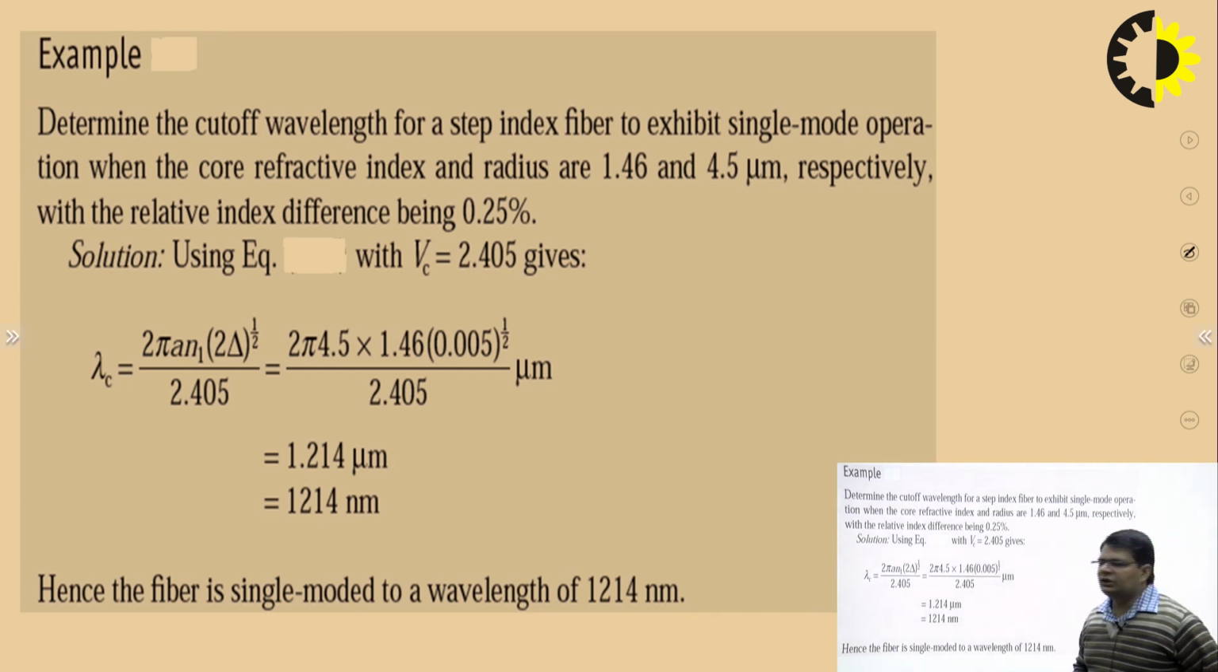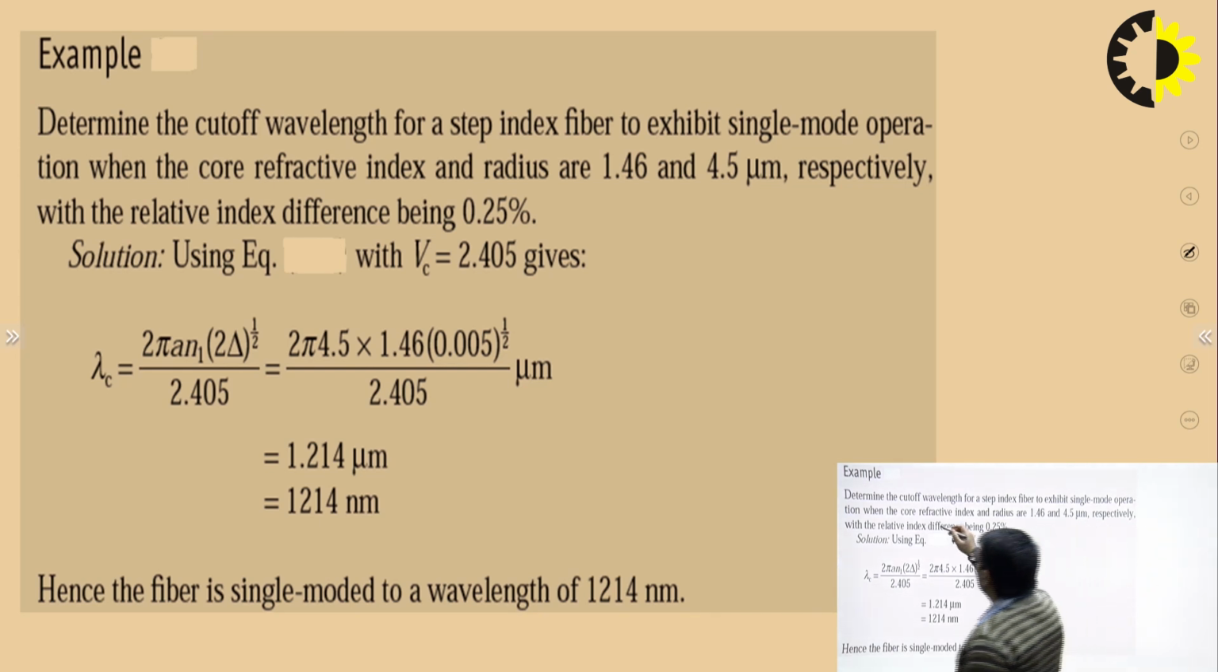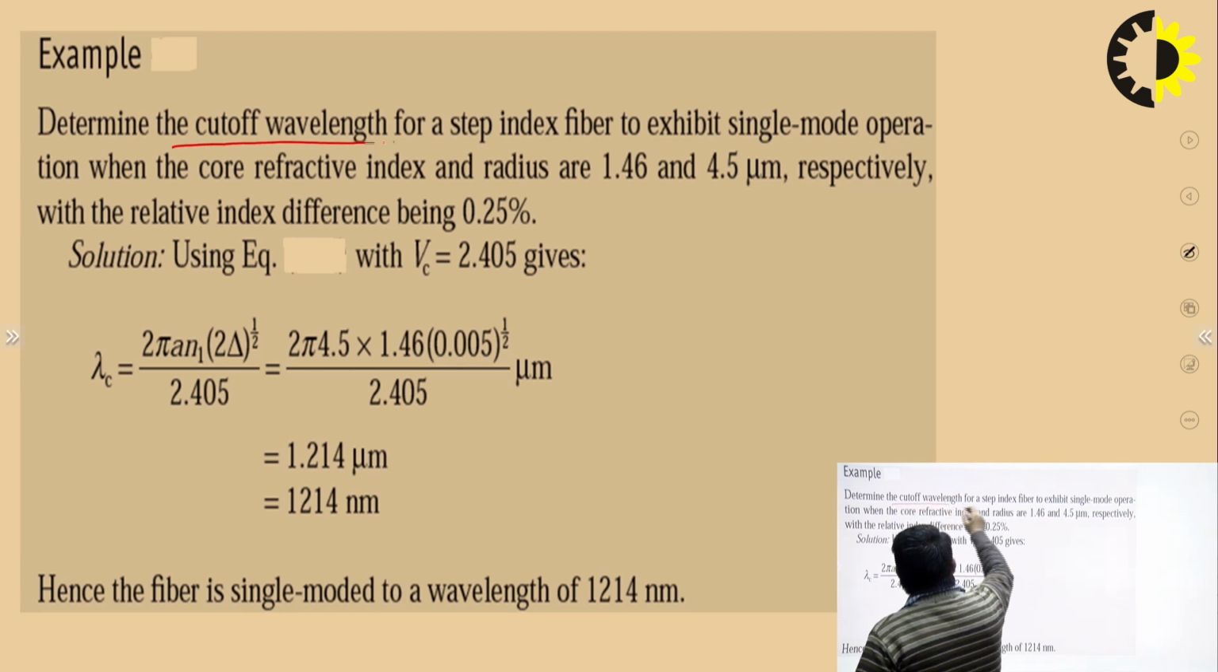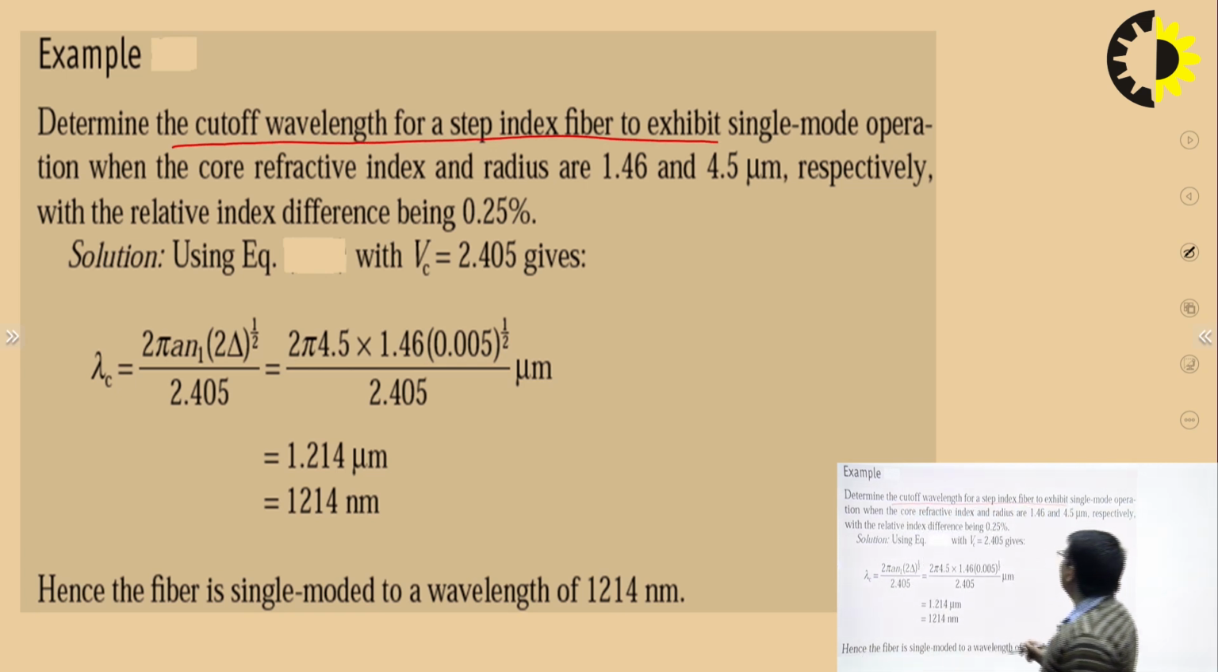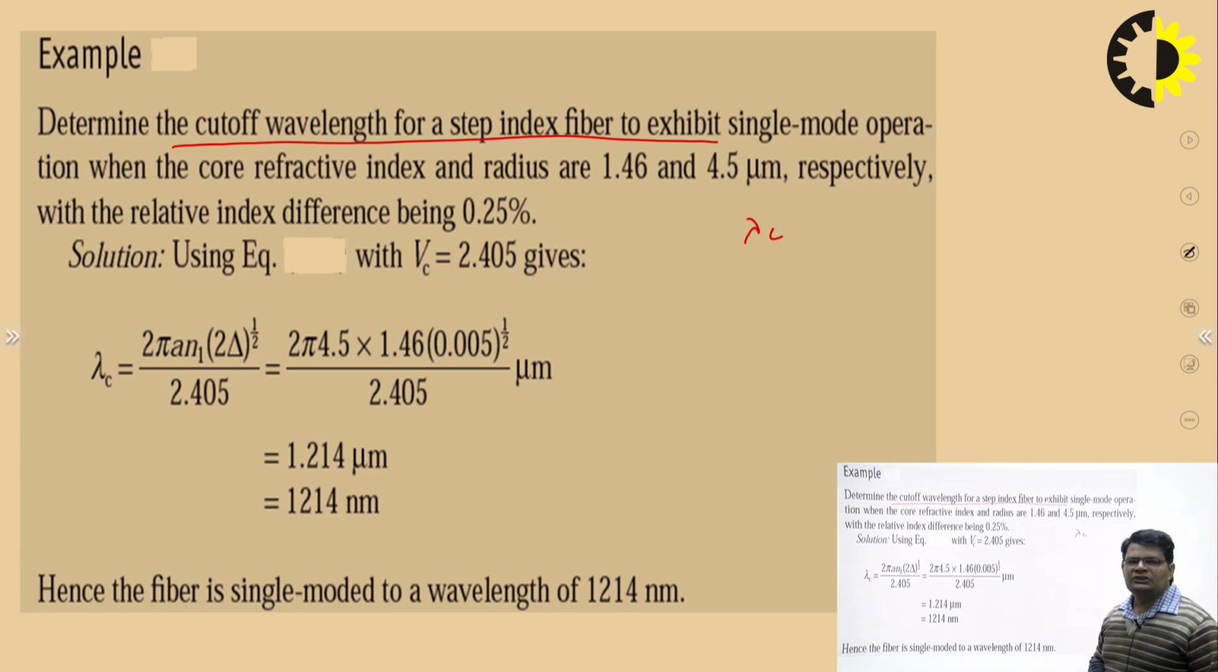Another numerical is there. So we have to calculate the cutoff wavelength for a step index fiber. Cutoff wavelength is lambda c. It is the wavelength above which the fiber becomes single moded. That means for the fiber to operate as a single mode, we have to operate with this wavelength or above this wavelength.